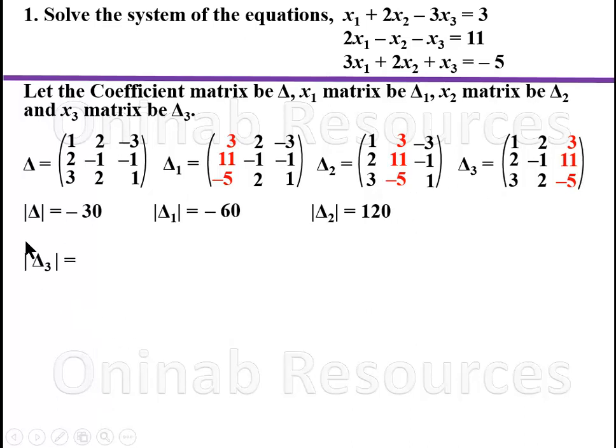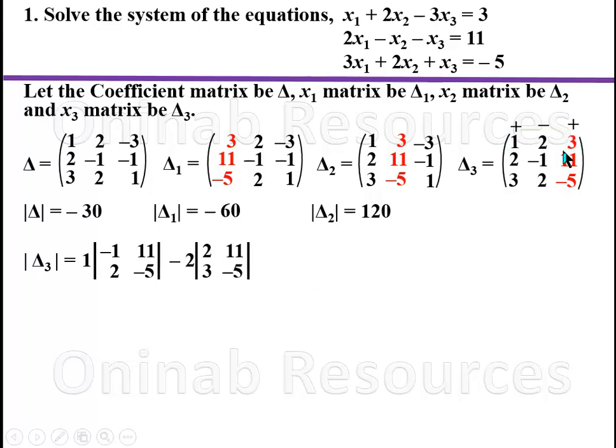So the determinant of delta 3, here we assign positive, negative, and positive. So we pick the first element in the first column, which is positive 1. Then delete the row, delete the column. We are left with negative 1, 11, 2, negative 5. So again, we are going to the next column, and the sign there is negative. So the first element is 2. So we have negative 2. Delete the column, delete the row. So we have a 2, 11, 3, negative 5.